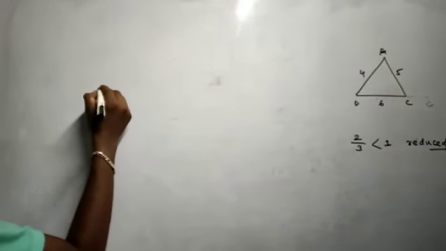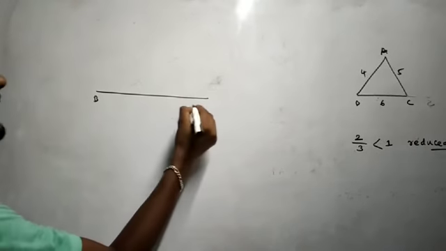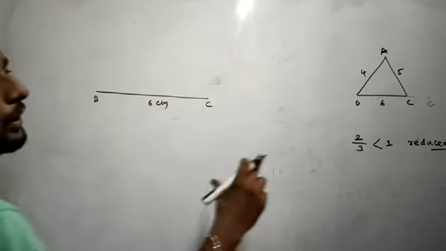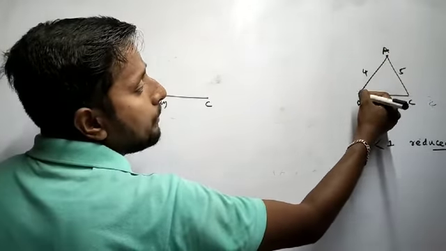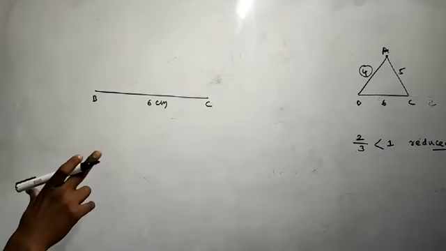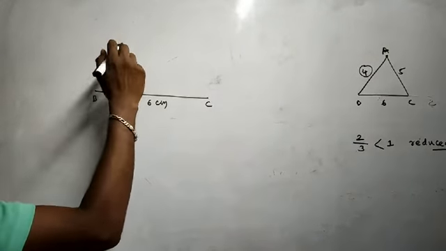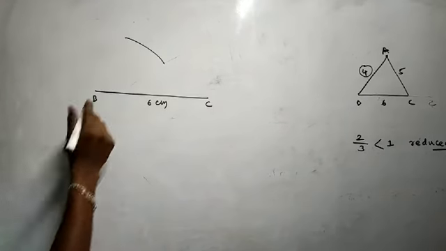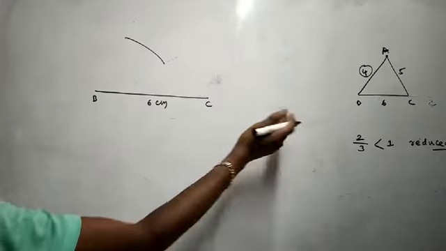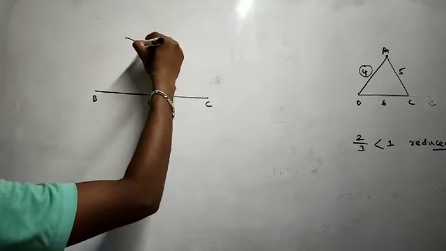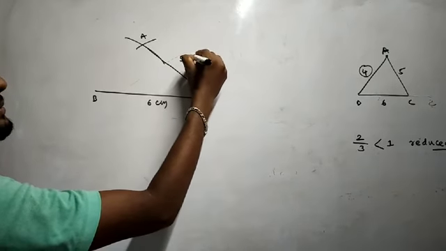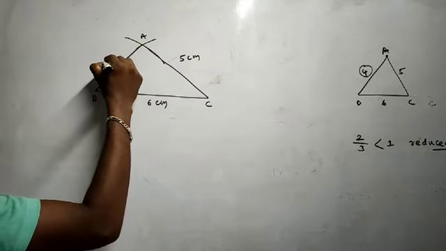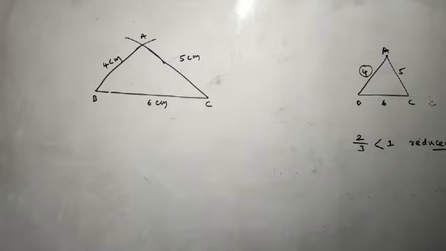As from lower classes we know how to construct the triangle. Take a scale and draw a line segment of 6 centimeters. Now look at the rough diagram. AB: A is a point located 4 centimeters from B. That means take a radius of 4 centimeters on the compass and make an arc. Now from C, make one more arc with 5 centimeters. Whatever their intersection point, join it to both points. So here 5 centimeters and here 4 centimeters. Our construction is complete.